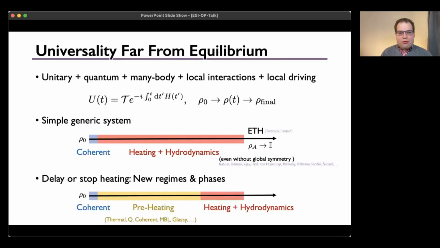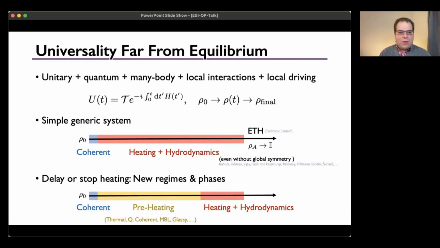As a crude cartoon, what we would expect in a generic system in a textbook setting is that with local external driving, it will initially evolve coherently, and then it will start absorbing the energy that you drive into the system and heat up. Something we've learned, and that's very interesting, is that even as the system heats, and even if there are no actual symmetries in the system, you can still get interesting hydrodynamic behavior due to the constraints of entanglement that come from this being a locally interacting and locally driven system.